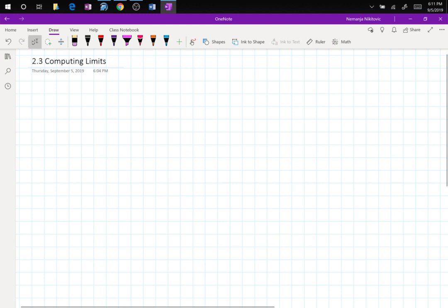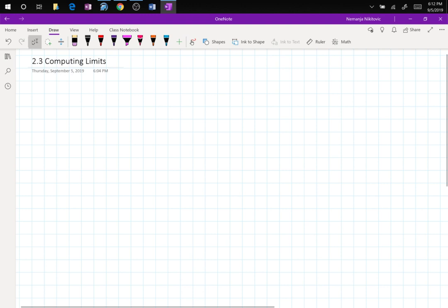Hello and welcome back to Calculus 1, section 2.3 on computing limits. We are going to take a look at a few different methods of computing limits by analytical methods, which means calculations and algebra. The first lesson, Intro to Limits, was a numerical approach where we calculated the values and then inferred what the value of the limit was. And also we looked at the graph.